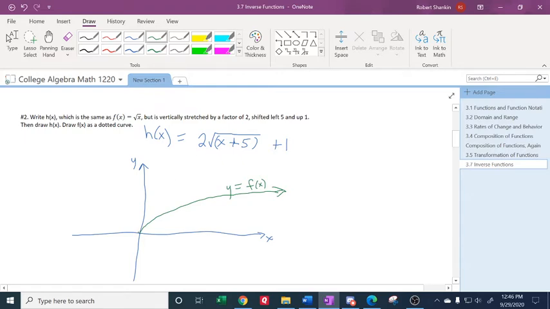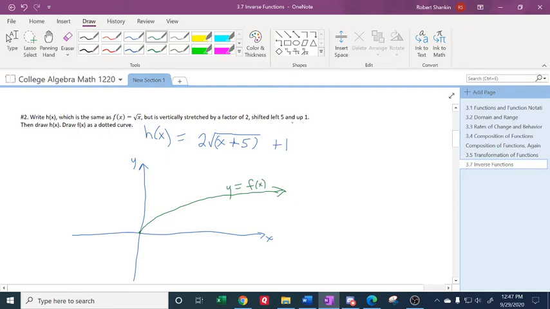here's my f of x curve right here. My h of x tells me all the different ways that the graph is changed. Vertically stretched by a factor of 2 means every height becomes twice as high. So if there was a height up here, it's going to arc out taller. But it also has shifted left 5 and up 1. Well, how do I shift everything left 5 and how do I shift everything up 1? I'm going to do this part first.